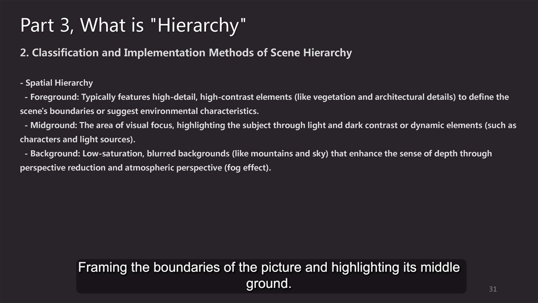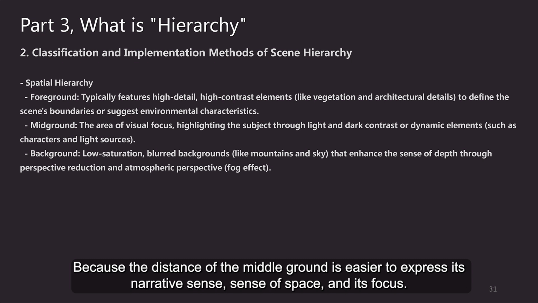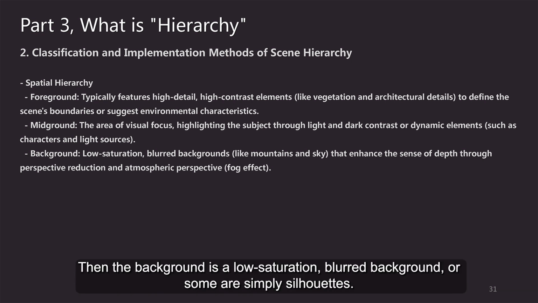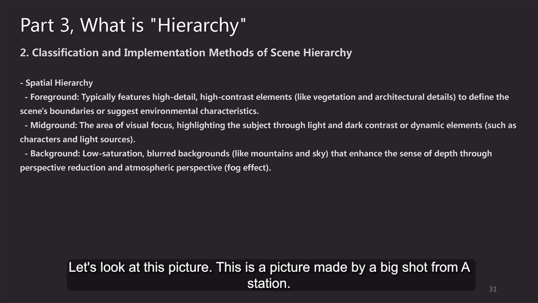Framing the boundaries of the picture and highlighting its middle ground. Because in the scene, the middle ground is generally its visual center, and its distance makes it easier to express the narrative sense of space and the focus. So we generally use the middle ground as the visual center. Then the background is a low saturation blurred background, or sometimes simply a silhouette, because of aerial perspective.